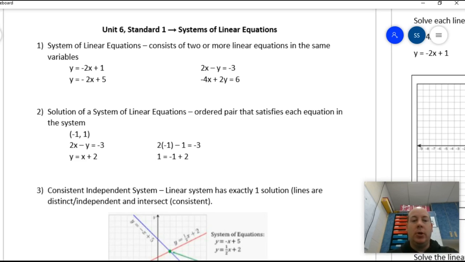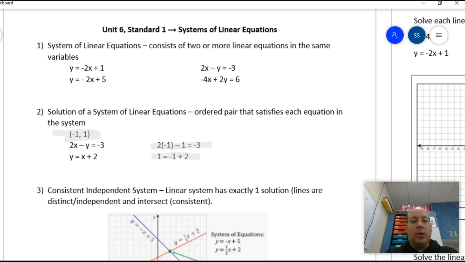A solution to a linear system is simply an ordered pair that is a solution to both equations, okay? So in the example on the screen, I've got 2x minus y equals -3, and y equals x plus 2. The ordered pair (-1, 1) is a solution to both of those. You can see the work over here, right? 2 times -1 minus 1 is -3. So if I put in the x and the y value, I get a true statement. Okay, y equals x plus 2. Well, if my y value is 1, my x value is -1. 1 is equal to -1 plus 2.